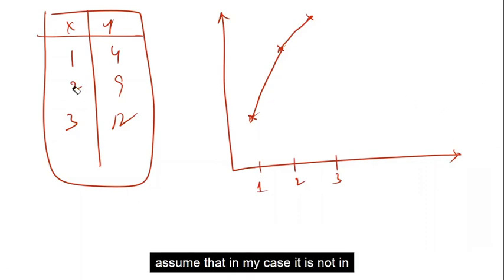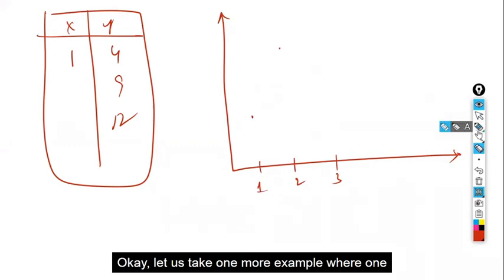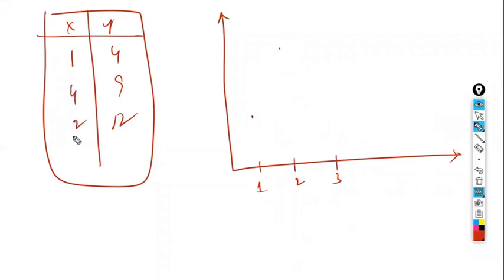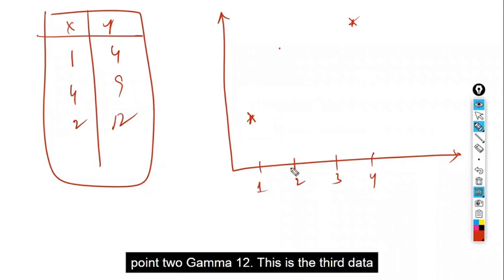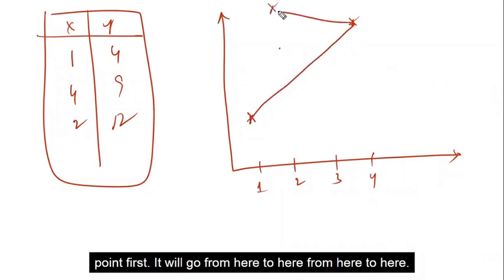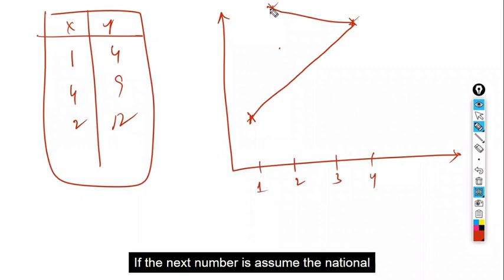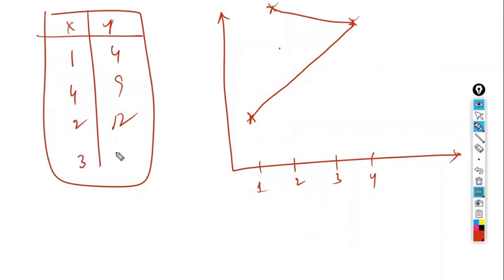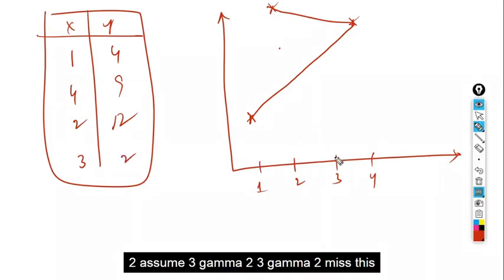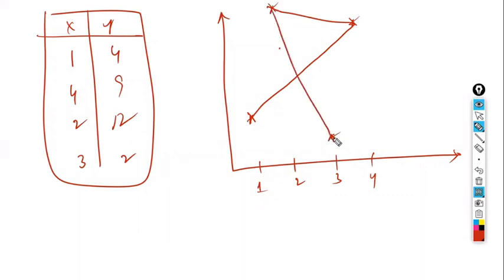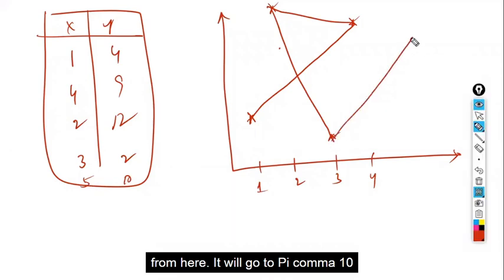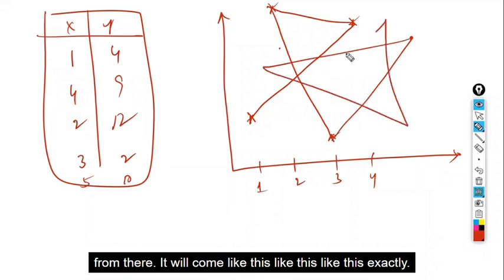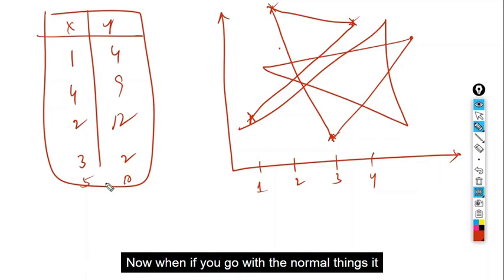Now assume that in my case it is not in order. Let us take one more example where 1, 4 and 2 is there. Now 1, 4 is the first data point. 4, 9 is the second data point. 2, 12 is the third data point. First it will go from here to here, from here to here. Assume the next number is 3, 2. From here it will come to here. Next number is 5, 10. From here it will go to 5, 10. From there it will come like this, in a zigzag way. Now if you go with the normal things, it is going to draw a zigzag. From this we are not able to understand anything.